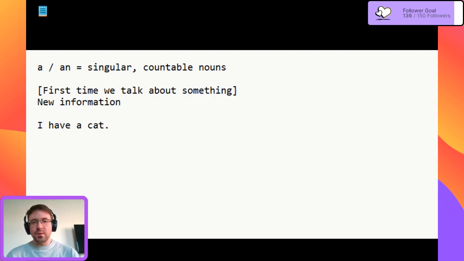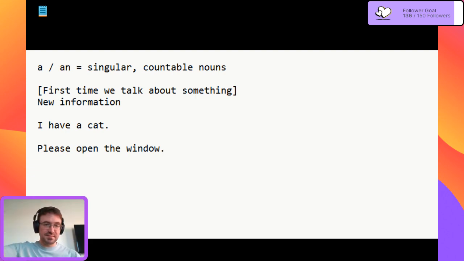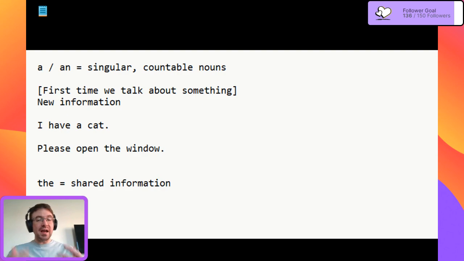Just to give you an example of something where we do not use the article a, but it is the first time we talk about something. I can give you the example of something like, please open the window. Let's imagine we are in a classroom and I say to Sasha, Masha, Pasha, Dasha, please open the window. It's the first time, but here we use the. And the reason why is because we use the when we have what we call shared information. So I think you know which window I am talking about.